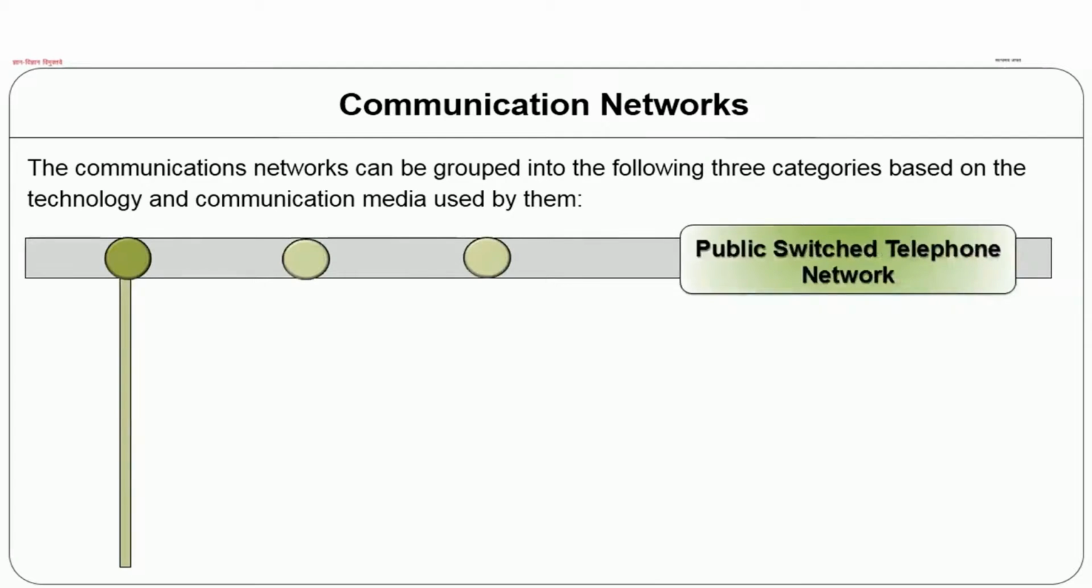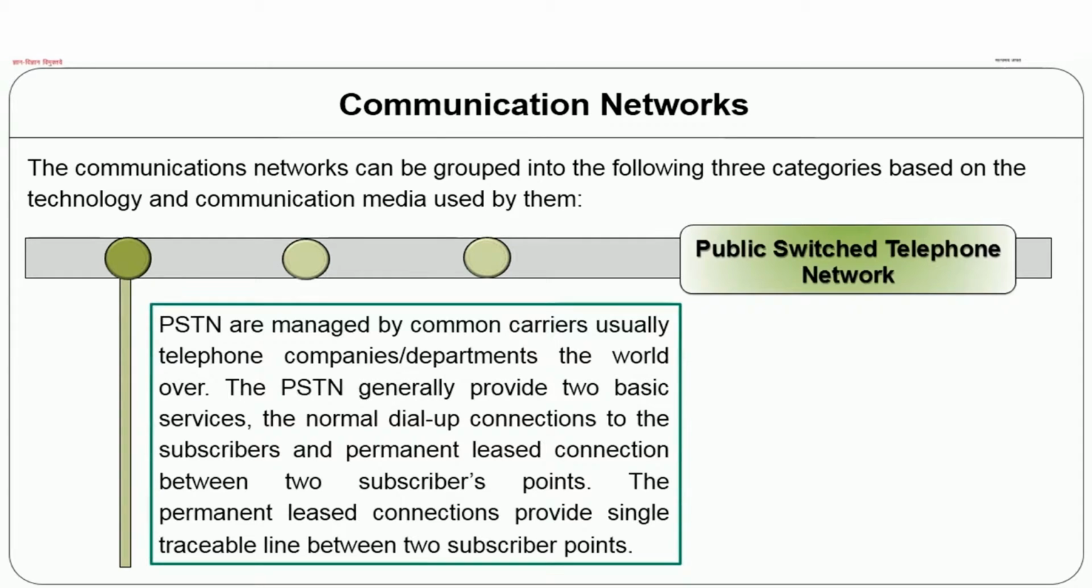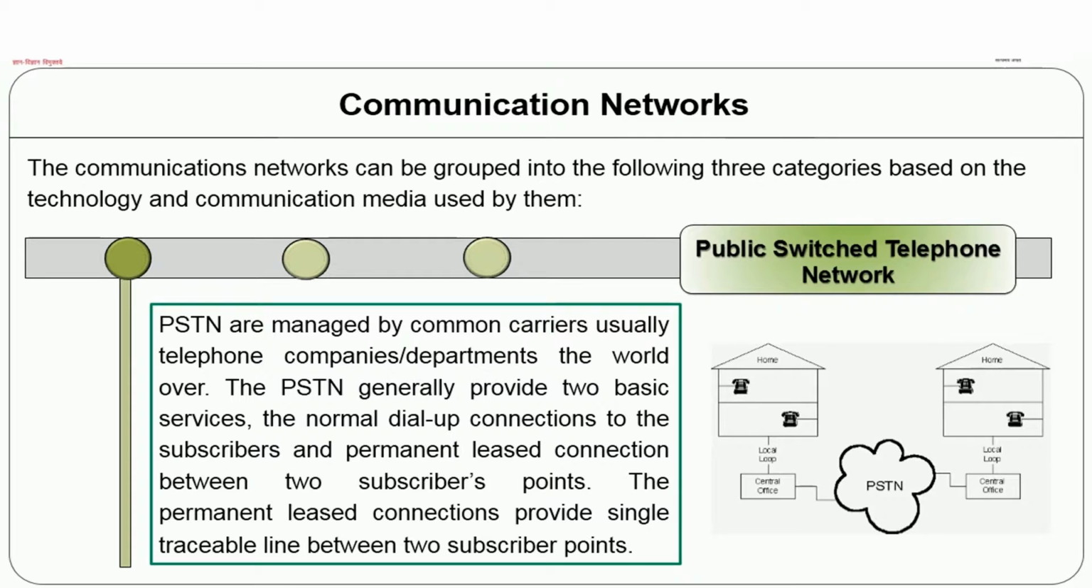Number one is the public switched telephone network, PSTN in short form. It is managed by common carriers, usually telephone companies and departments worldwide. PSTN generally provides two basic services: the normal dial-up connections to the subscribers and permanent leased connections between two subscriber points. The permanent leased connections provide a single traceable line between two subscriber points. The leased lines are generally less prone to noise than dial-up lines.